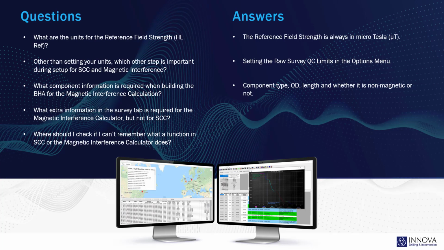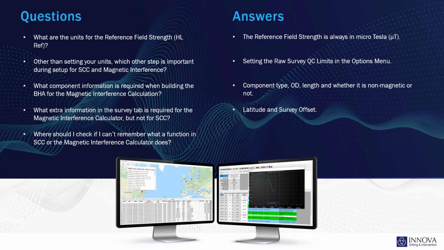Next question. What extra information in the survey tab is required for the magnetic interference calculator but not for short collar correction? And the answer is, on top of the information that you need for the short collar correction, you also need your latitude and your survey offset.